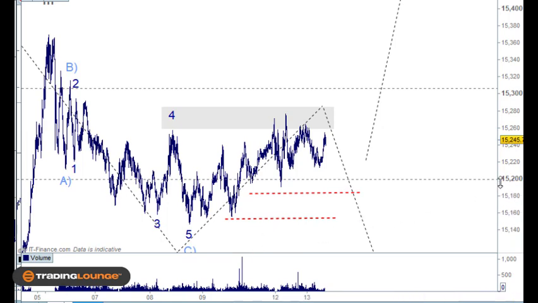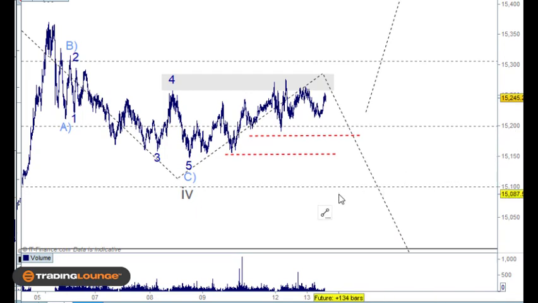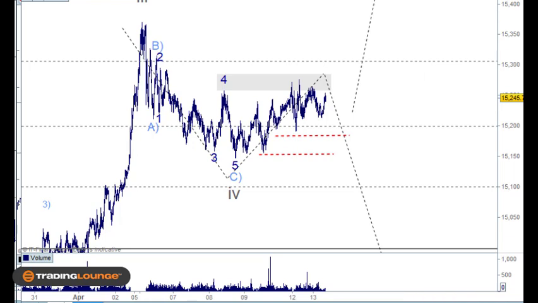In a nutshell, as long as it stays above the 15,200, then you can remain bullish, but otherwise we'll need to look at lower prices for this.